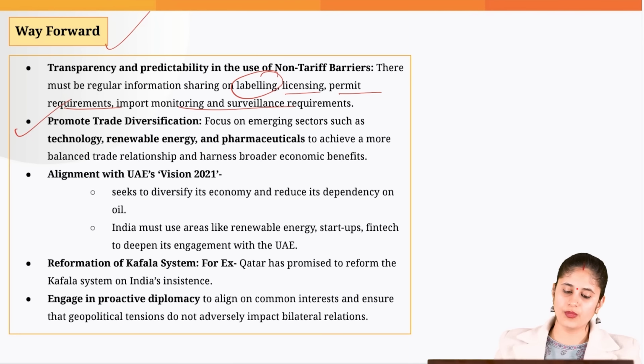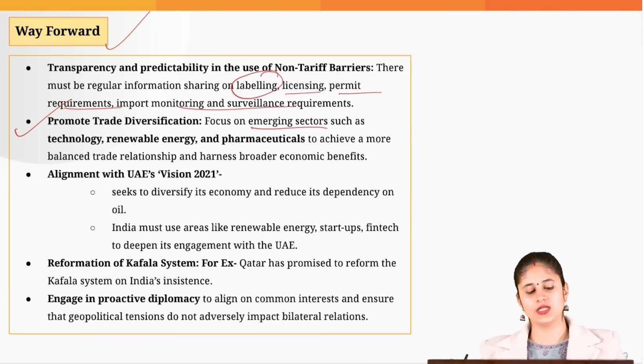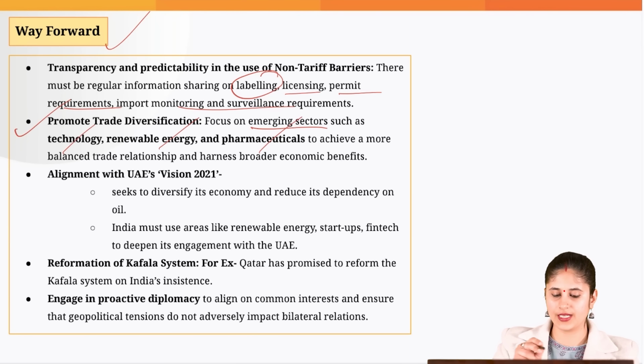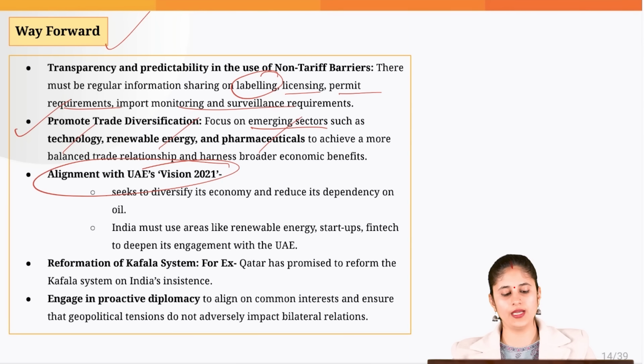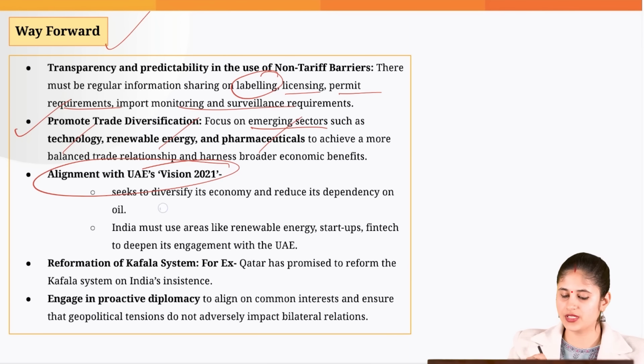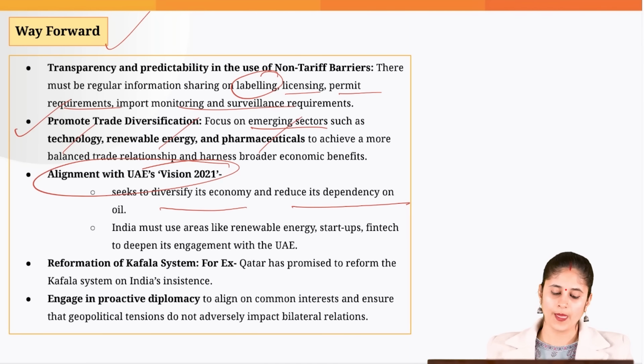Then we need to promote trade diversification. So the two countries should try to focus on emerging sectors like renewable energy, pharmaceutical technology, etc. Then we should align with UAE's Vision 2021, wherein the UAE is trying to diversify its economy and reduce its dependence on oil.